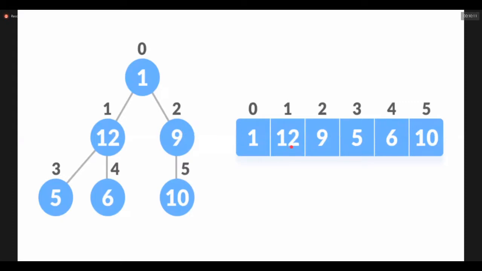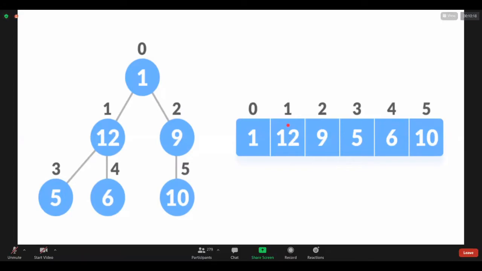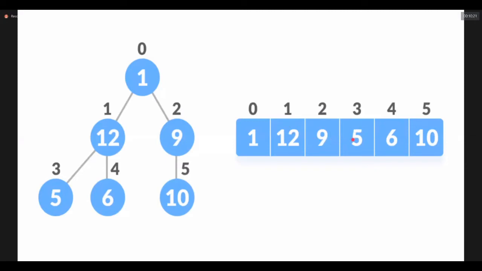Next, come to 12. What is the index of 12? It is 1. So 2 into 1 plus 1 means 3. The third index contains the left child of 12, which is 5. 2i plus 2 means 2 into 1 plus 2, which is 4. The fourth index contains the right child of 12. So the right child of 12 is 6, at the fourth index in the array.